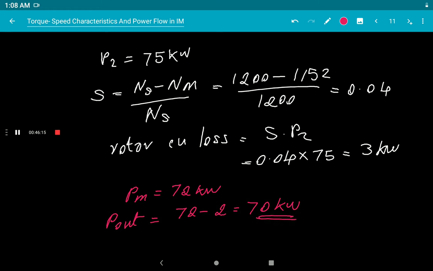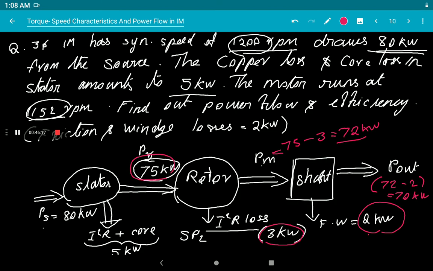So you will get each stage power. First it is given as 80 kilowatt, and iron and copper losses are given as 5 kilowatt. So minus it, then you will get this power. By finding out slip, you can find out the copper loss. Then mechanical power, rotor input minus losses will give you mechanical power. Friction and windage losses are given, so you can find out the final output power.